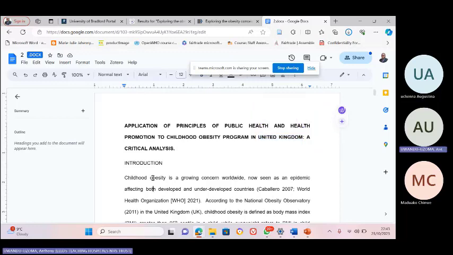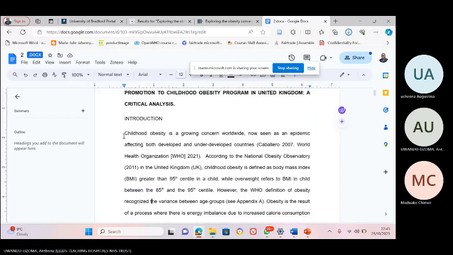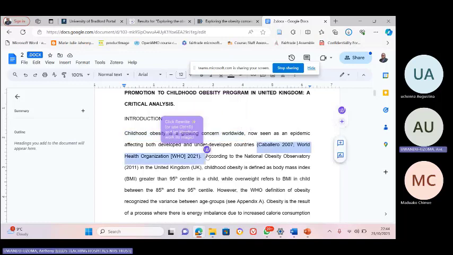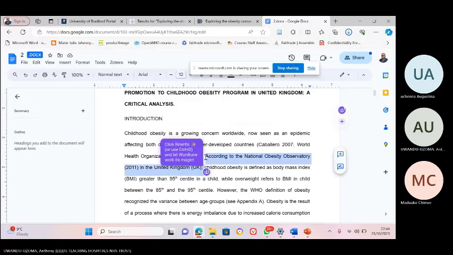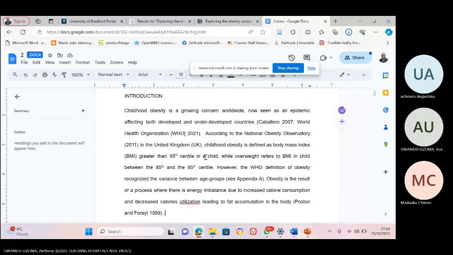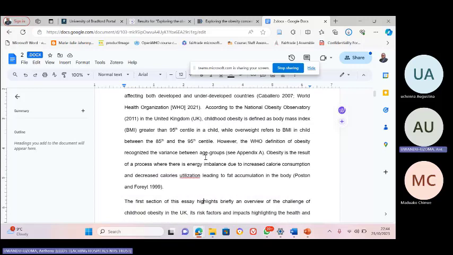Now look at how I did my introduction. Can you see the first sentence: childhood obesity is a growing problem in public health. I supported it with two references. Then I defined what I mean by obesity. Whatever you want to write about, you have to define it.